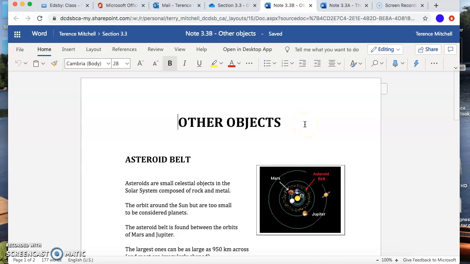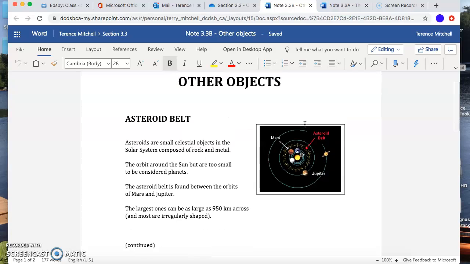All right, and the other note, 3.3b. So other objects that are in our solar system. Asteroid belt. So there is an asteroid belt, and you can see that it orbits the sun as well. So asteroids are small celestial objects, meaning in space, small objects in the solar system, and they're made up of primarily rock and metal. They orbit around the sun, but they are much too small to be considered planets. So every little thing in space isn't a planet. They have to have at least a certain size.